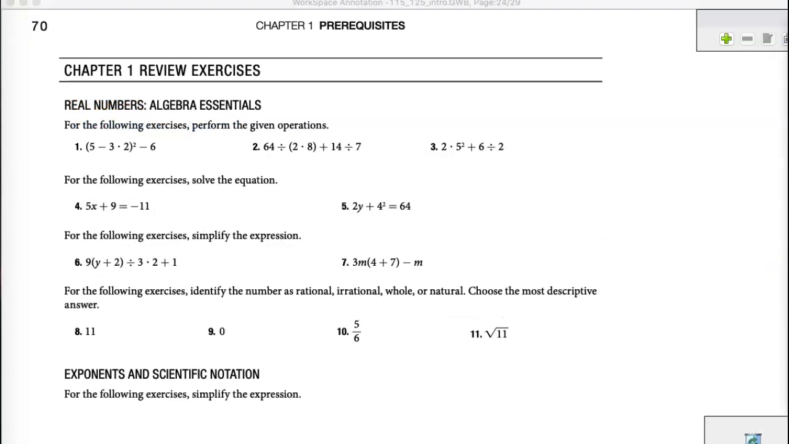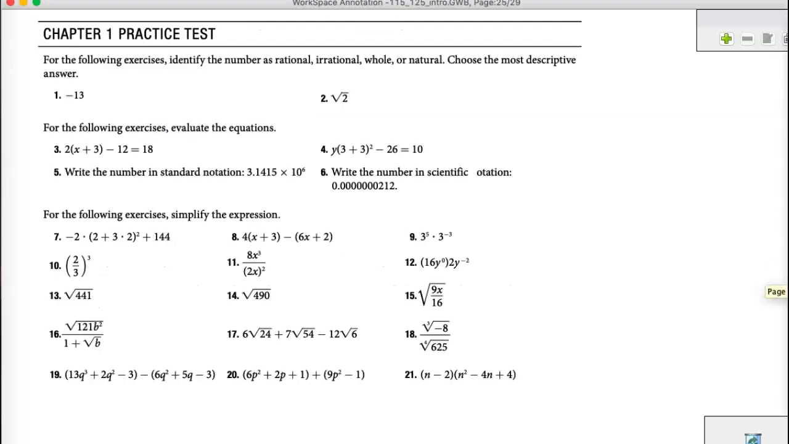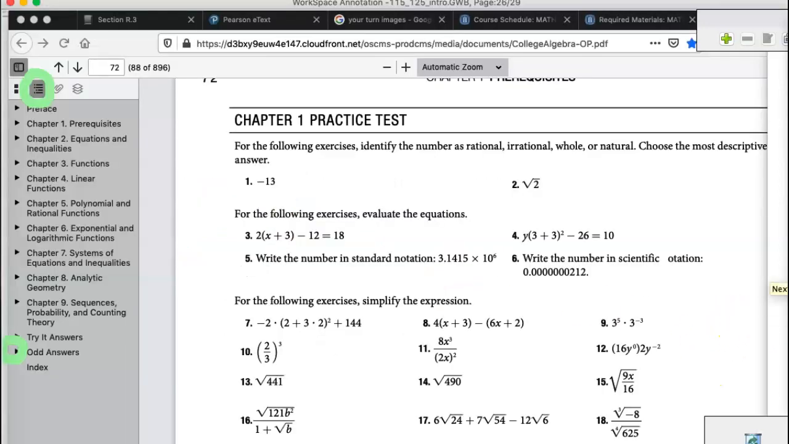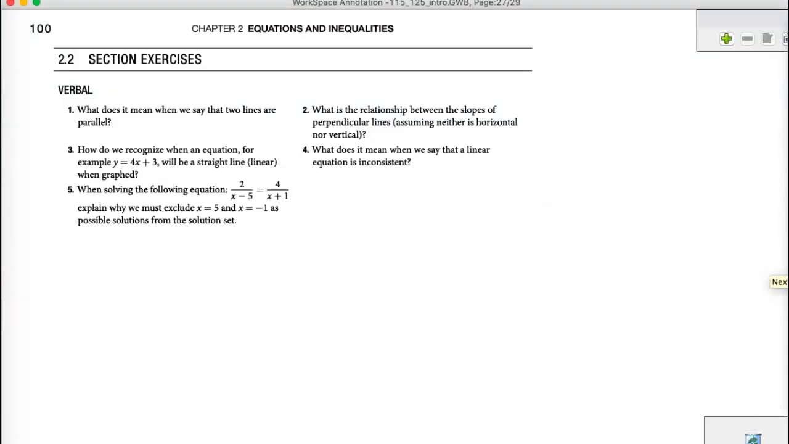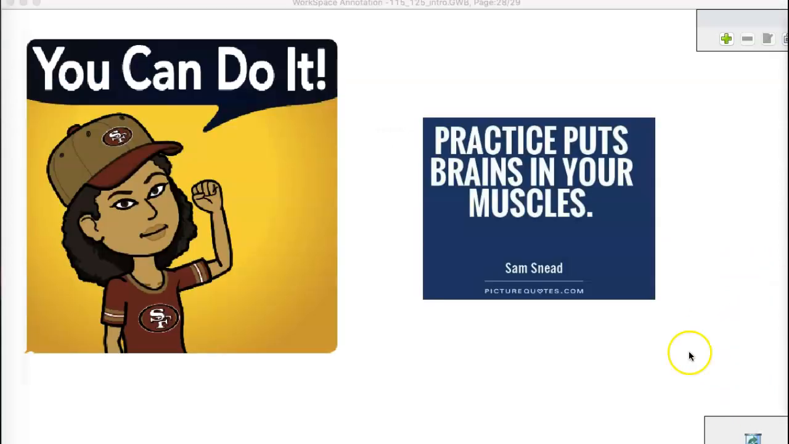You have review for each chapter and you have a chapter test. So we were taking, what is this called? A numerical expression that we simplify, right? And so again, it does have the answers at the back. And then each section has some verbal problems that you want to start practicing with. Again, we just have to keep practicing.